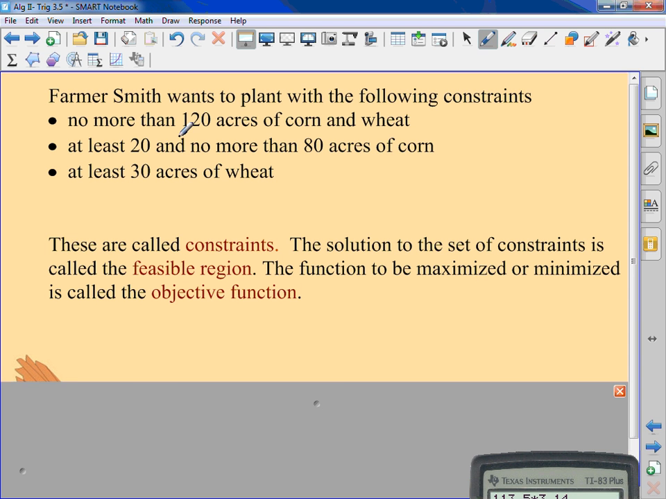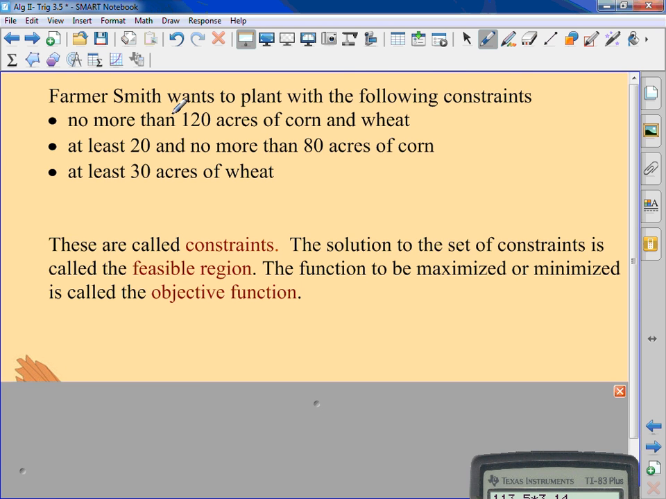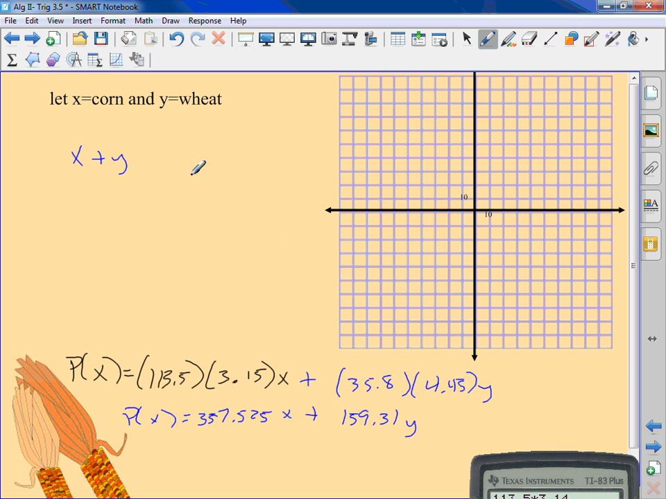No more than 120 acres of corn and wheat. How can I write that? X plus y, no more than, less than or equal to 120. I can have 120, but I can't have any more.